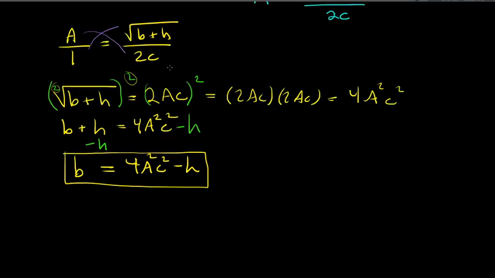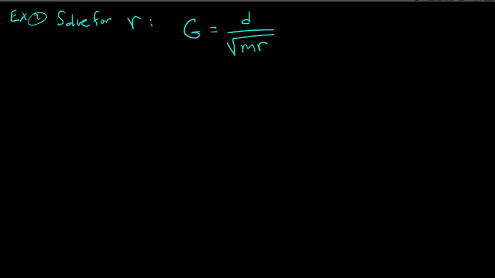So I hope that helps, and maybe just for good measure, we'll do one more example. Okay, so the equation is g equals d over the square root of mr. Okay, and we're solving for the letter r, the variable r here, right? This r here. Okay, well, again, we have a fraction on the left, g over 1, and a fraction on the right, d over the square root of mr. Okay, so cross multiply.